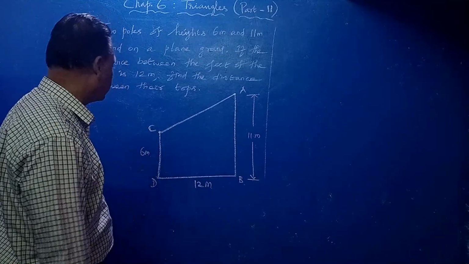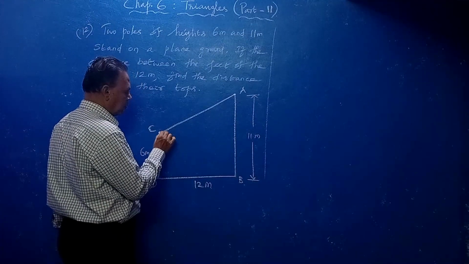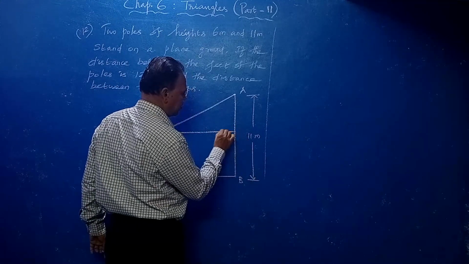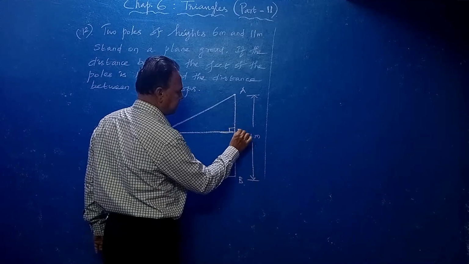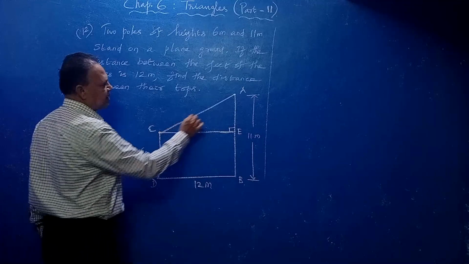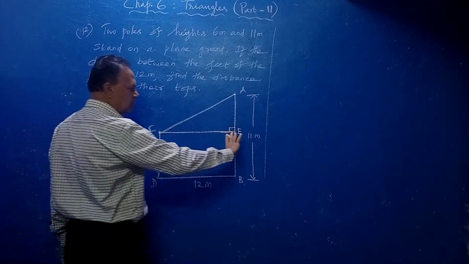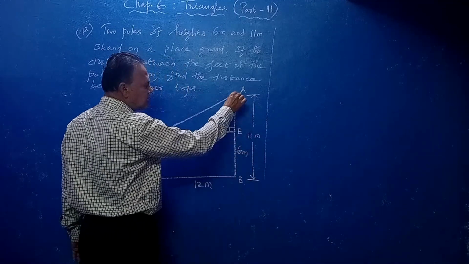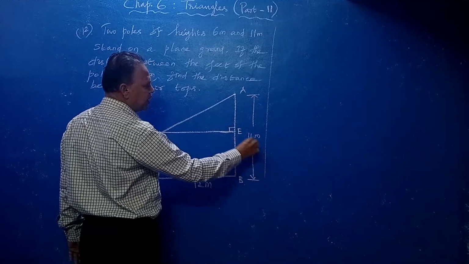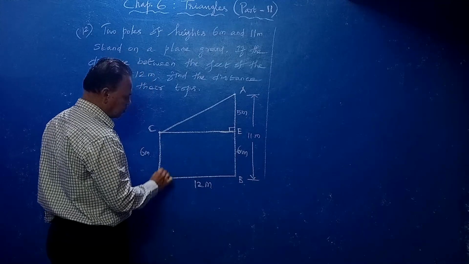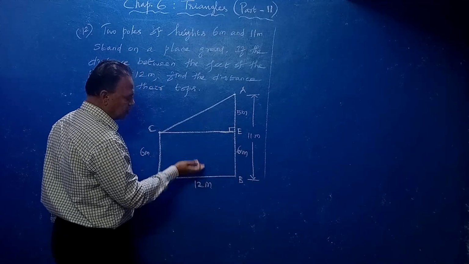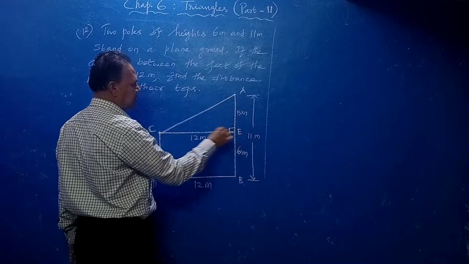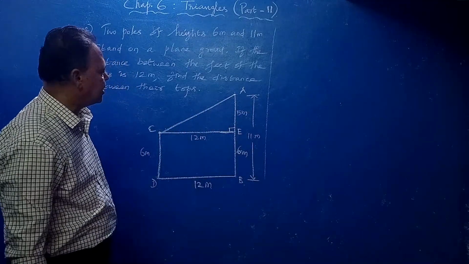For that, you draw CE perpendicular to AB. CE perpendicular to AB means you will get a right angle triangle. This is 6 meter, so this is also 6 meter. So what will be this length? Full 11, 6 reduced means 5 meter. Now this is a rectangle, so opposite sides are equal. 6 meter here means this is 12 meter. So easily we can use the Pythagoras theorem to find the distance between the two poles.